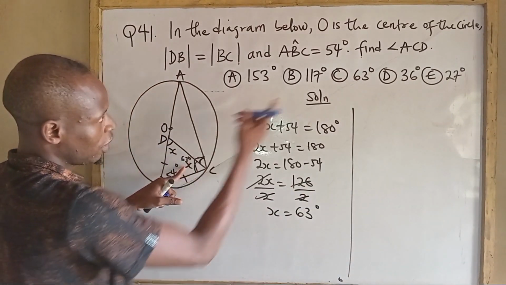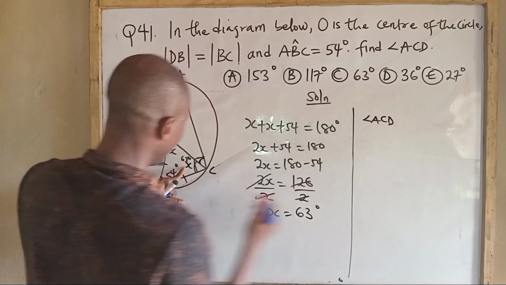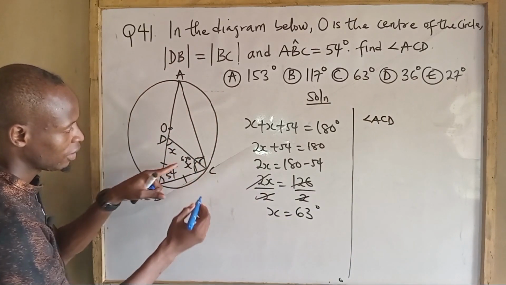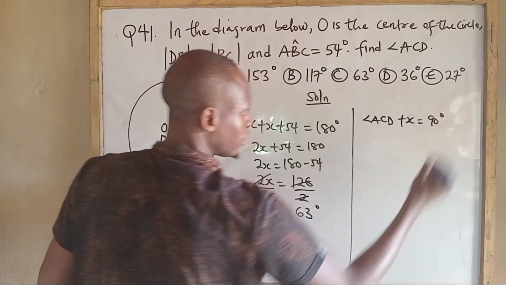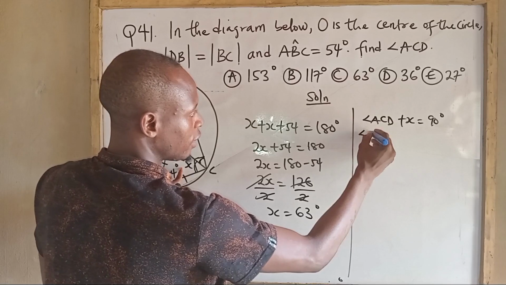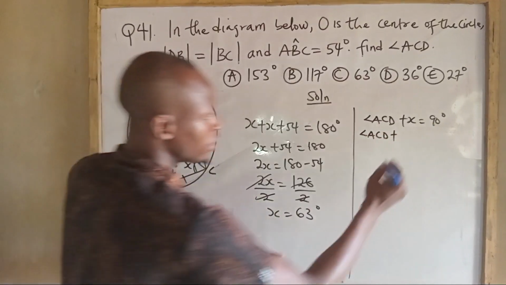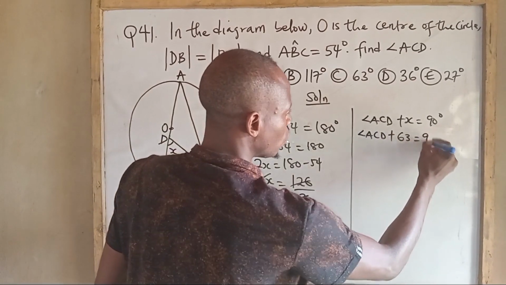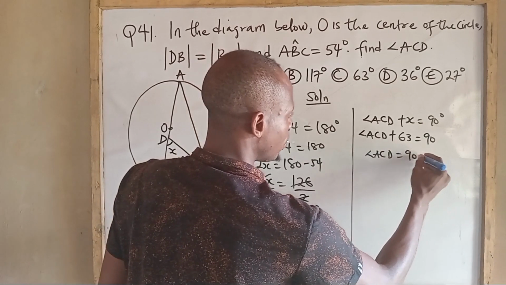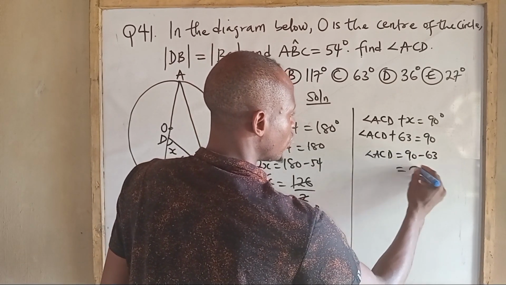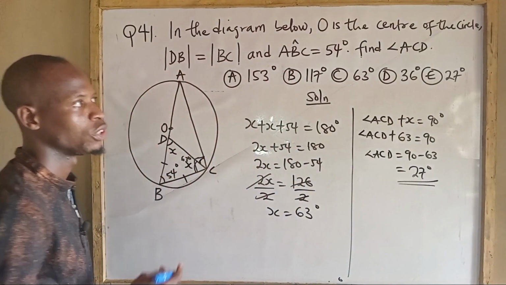So if the whole of this angle is 90, and we have 63 here already, I can call this angle ACD now. The total angle here is 90. So angle ACD plus 63 is equal to 90. So angle ACD will be equal to 90 minus 63, and that should give us 27 degrees. So the final answer is 27 degrees, which is option E.